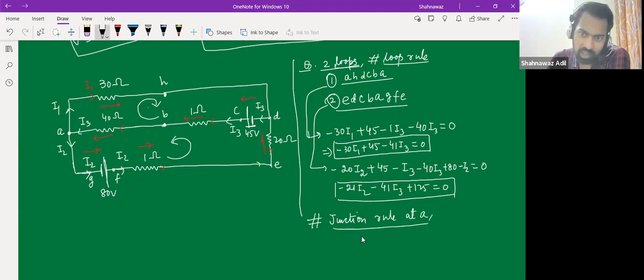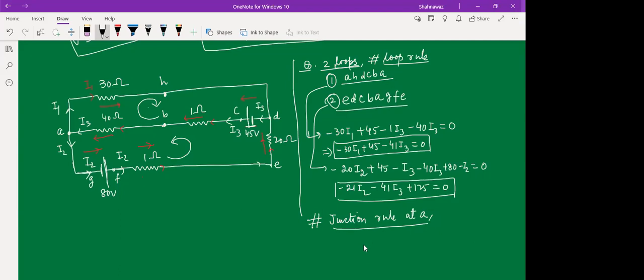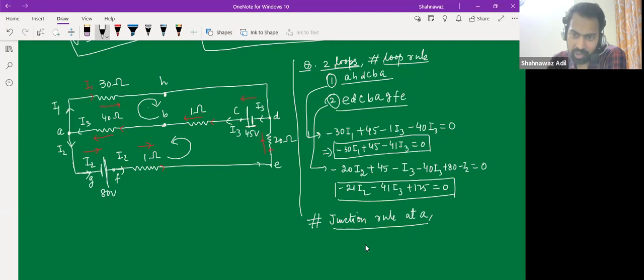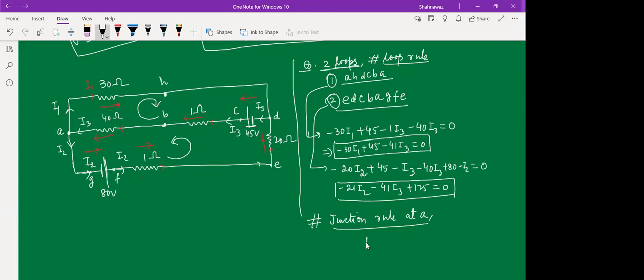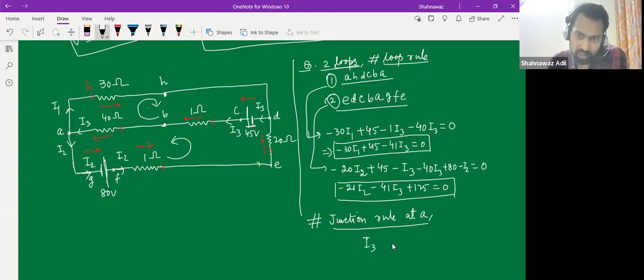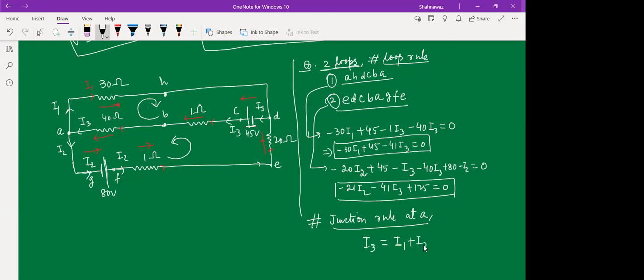So what does the junction rule say? The current incoming is equal to the current outgoing. So can you tell me about the terms that I have? What is the incoming current? I3, and I don't have any other incoming current, right? So this would be equal to outgoing. Understood?